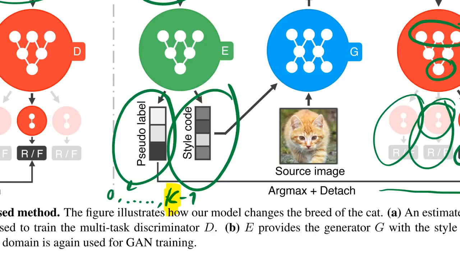So if you expect there to be between 10 and 15 classes, maybe put k to 20. Okay, you don't want to under-guess, but you can over-guess. But not by too much, of course. So you have to have this estimation of how many classes, but then this E, it simply comes up with a class label, and it also comes up with the style code.